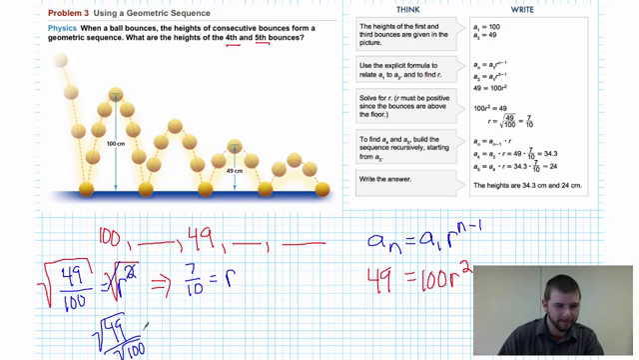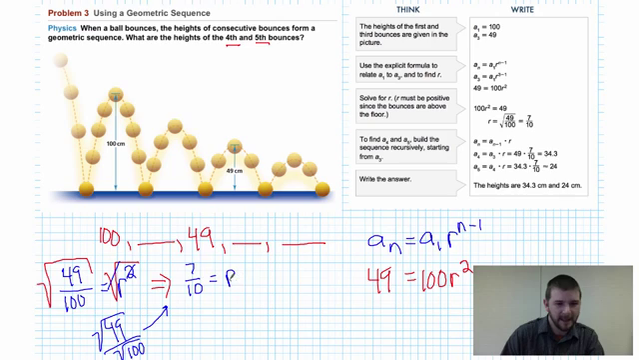One more thing to consider. So we know there are two square roots of 49, positive 7 and negative 7. But in the context of this problem, negative 7 doesn't make any sense. We're only going to be talking about bounces as having positive heights. Same thing with the square root of 100. Positive 10 and negative 10 are both options for us, but negative 10 makes no sense in the context of the problem. So we have our common ratio now, 7/10. We can use that to find each of our terms.